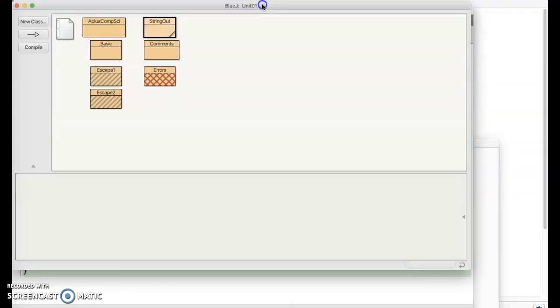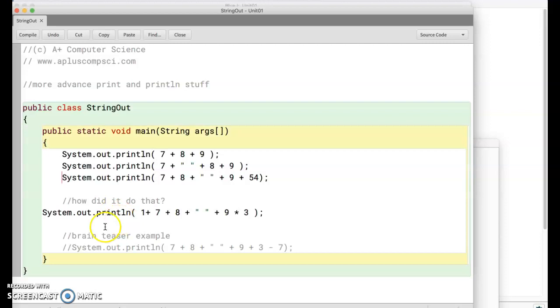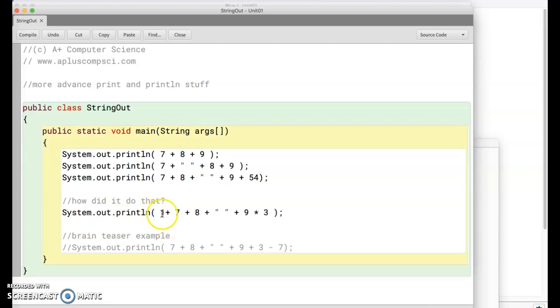So then we have something like this. Let's look at this as an example. So when we add this together, ooh, my bad. I don't know what I just did there, but it was interesting. So we have 1 plus 7 plus 8, string literal, and then 9 times 3. What do you think happens here? Take a guess and then see what you know. All right, so let's see what happens.